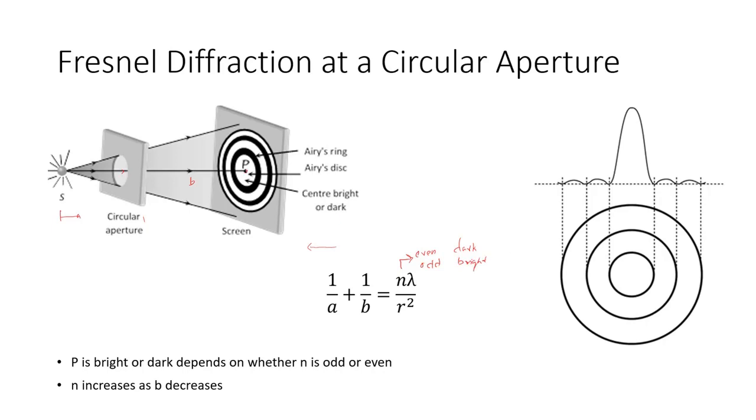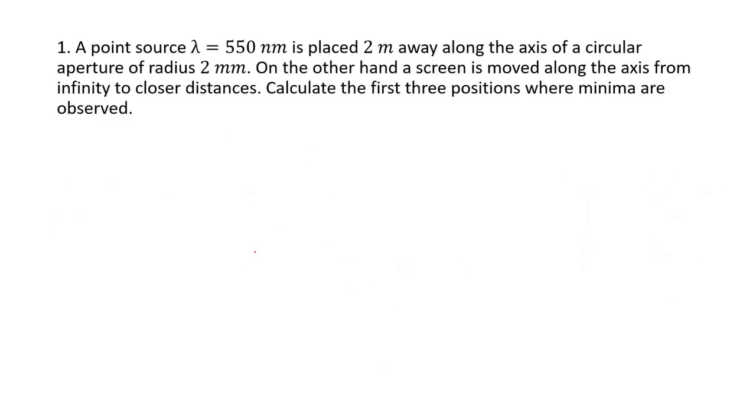So the center point P alternates dark and bright as you move the screen from infinity towards the aperture. And the number of rings inside this area keeps on increasing as you move the screen from infinity towards the circular aperture. Let's solve our first problem.